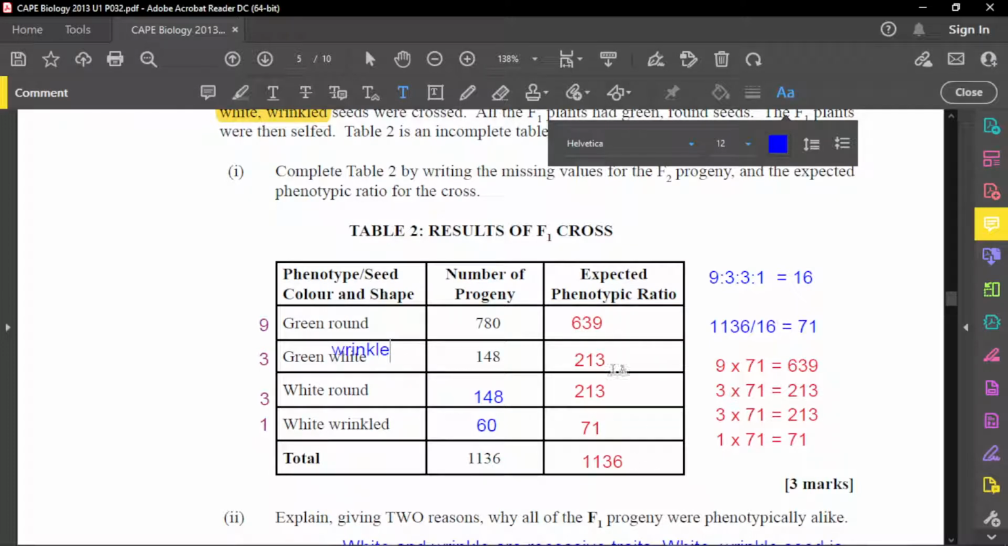So these are my expected numbers, because in some examinations, they ask you to calculate the expected numbers. And I just want to point that out to you from using the ratio. Okay? So I hope this is clear and you can understand this.